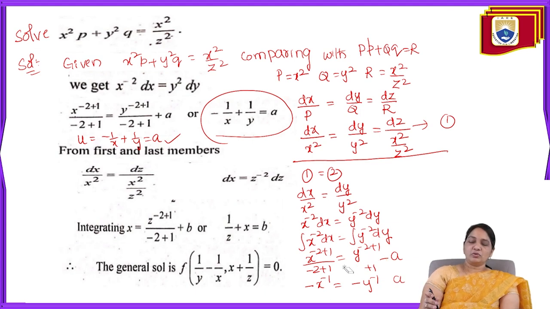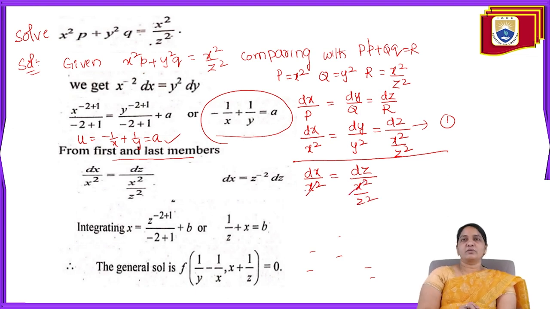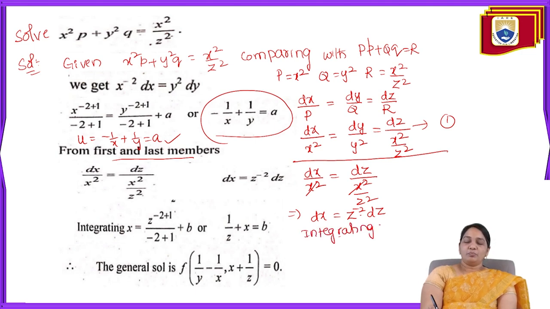Now, I am going to solve. What is the first member? dx by x square equal to dz by x square by z square. Here, x square will be cancelled. Finally, here, dx equal to z power minus 2 into dz. Now, I can do the direct integration because there is no need for another simplification. So, integrating on both sides, integral dx equal to integral z power minus 2 dz.